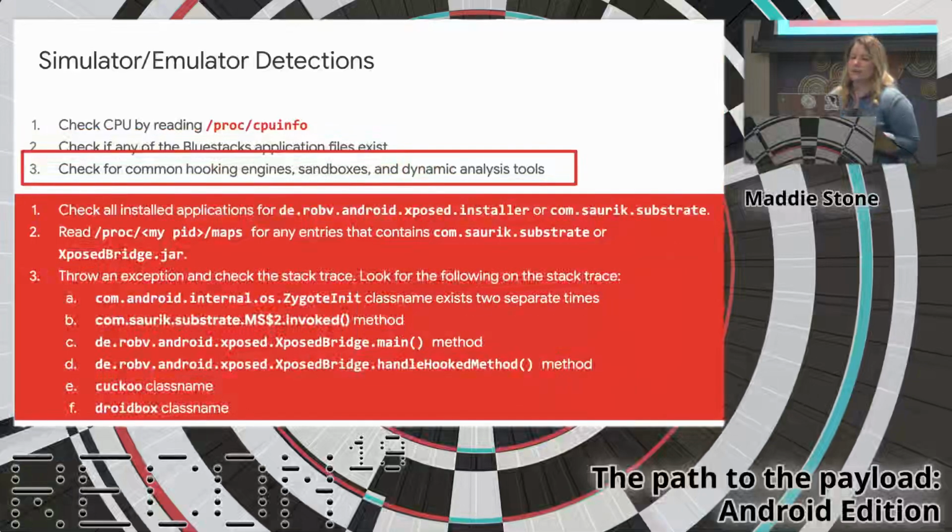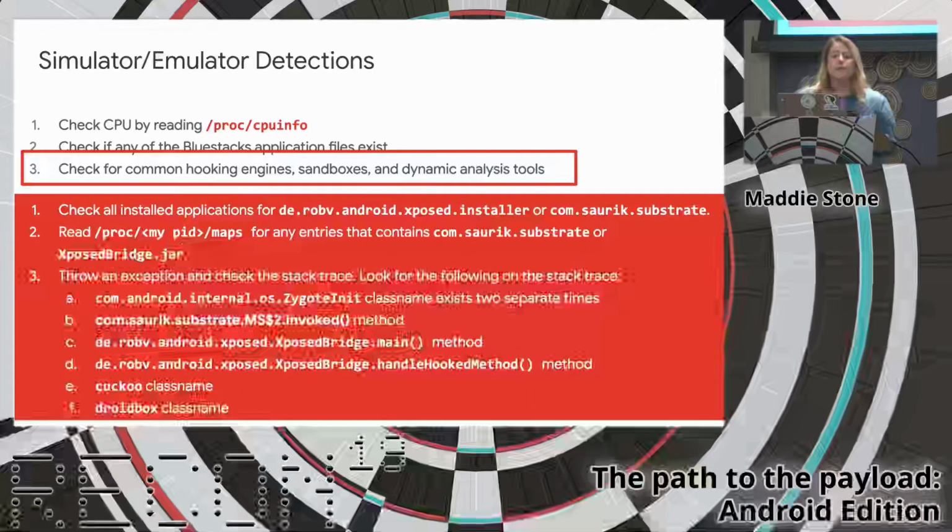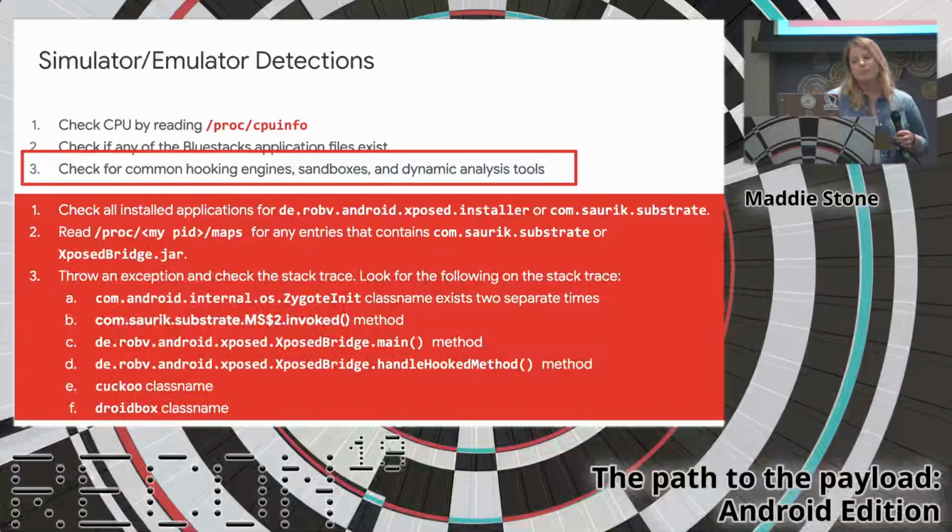And lastly, they look for a lot of hooking, sandbox, and dynamic analysis tools. So first, they check if in the installed apps is Xposed Framework or Cydia Substrate, which are two hooking and instrumenting frameworks. They will then iterate through all of their process maps to see if either com.saurik.substrate or the Xposed Bridge jar have been mapped into the current process's memory, meaning it's likely it's being instrumented or hooked.